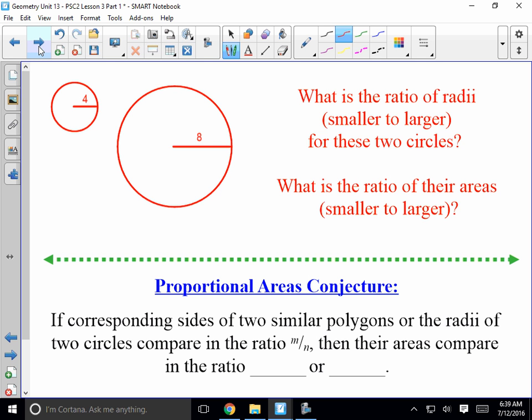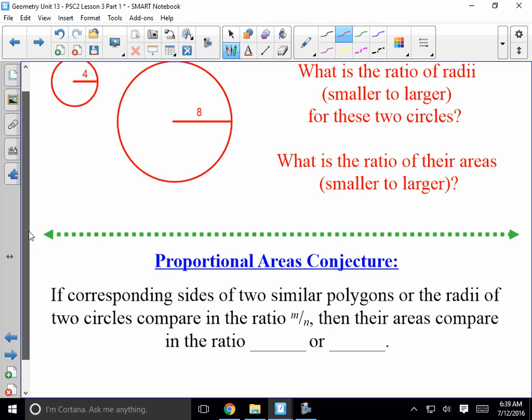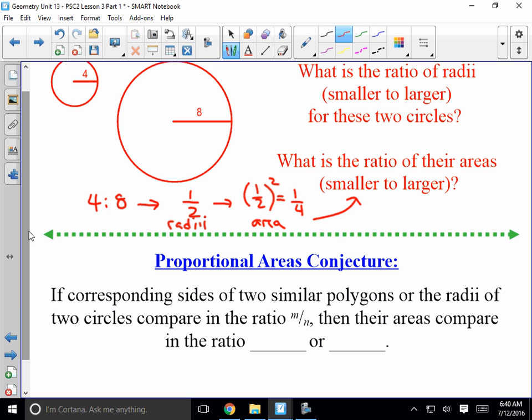Okay, so now looking at this one, what's the ratio of the radii, smaller to larger, of these two circles? Okay, so we've got a small radius of 4, large radius of 8. We can simplify that down to a 1/2 ratio, and that is for the radii. And if we want to turn that into an area ratio, remember, radius is a one-dimensional measurement. Area is a two-dimensional measurement, so we take that ratio and square it, and that gives us the ratio of the areas, okay, 1 to 4.